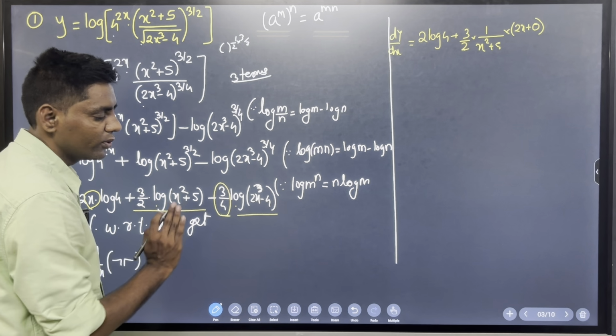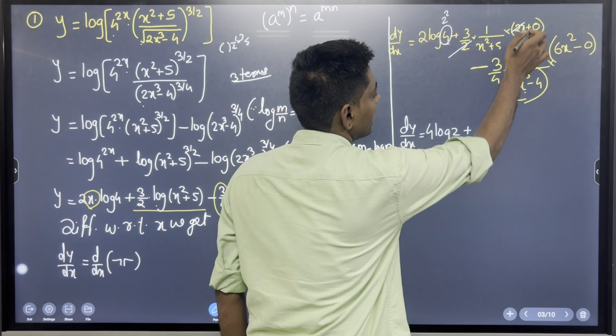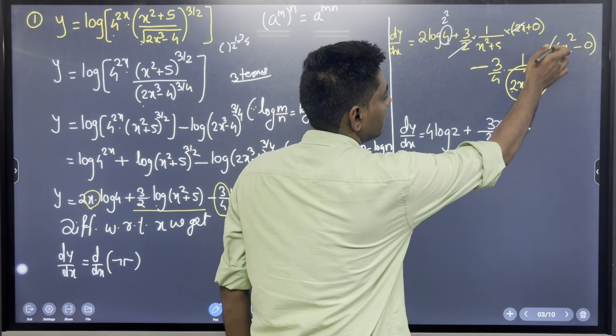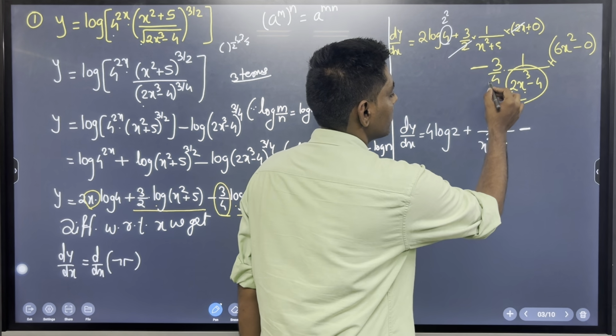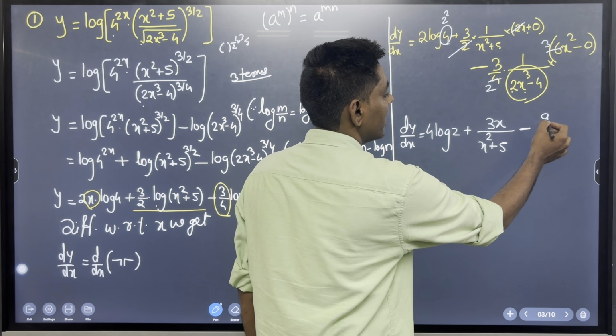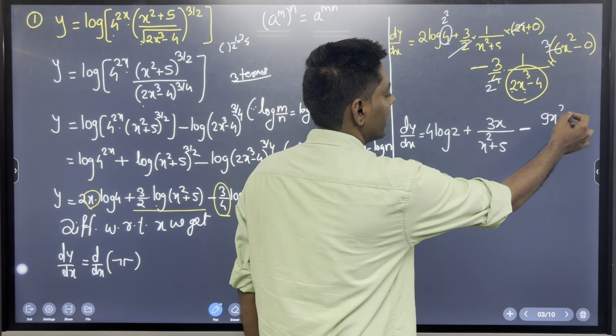Then we get the final answer, dy by dx equal to, so now here 4 we can write as 2 raised to 2, and again that 2 comes down according to the exponential property, and 2 twos are 4, into log 2. Next, now here 2 gets cancelled, so the remaining answer is 3 times x divided by x square plus 5, and last, minus here 4 and 6 are there, so we divide by 2, so 2 twos are, and it becomes 3, and 3 and this 3, that is 9, so 9x square divided by 2x cube minus 4. So this is our final answer.